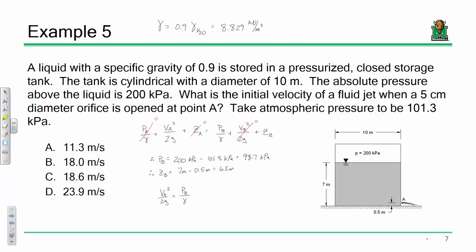But now it's simple because what are we trying to determine? Trying to determine VA. So therefore, the velocity at A is 2G times the quantity PB over gamma plus ZB. And then we've got to take the square root of all of that. So we have 2, we have 9.81 meters per second squared. We have the pressure at B, which is 98.7 kilopascals, over 8.829 kilonewtons per meter cubed. And then that's plus 6.5 meters.